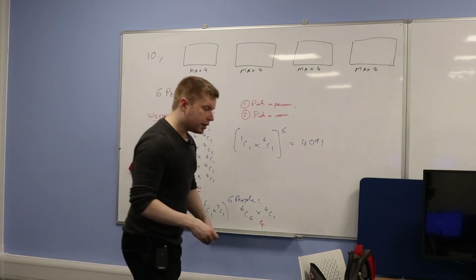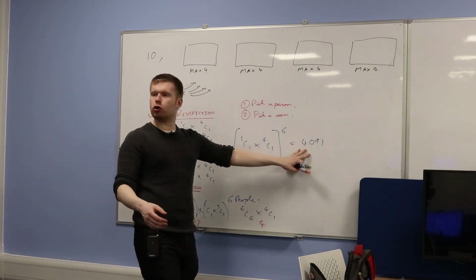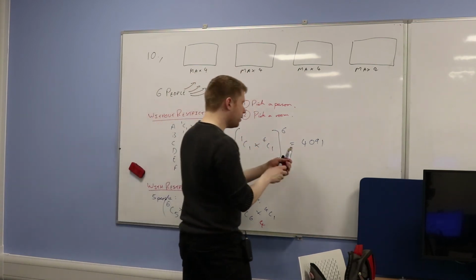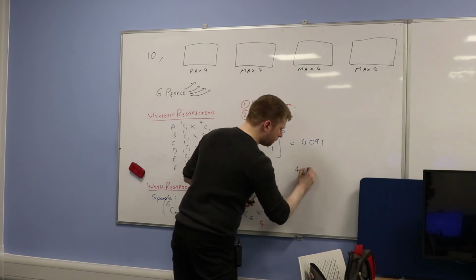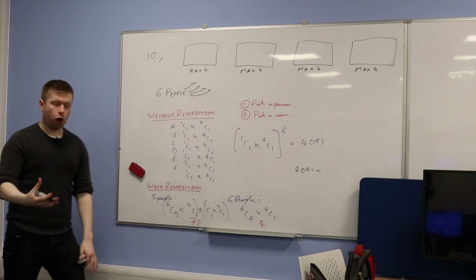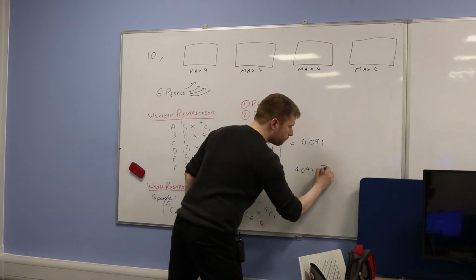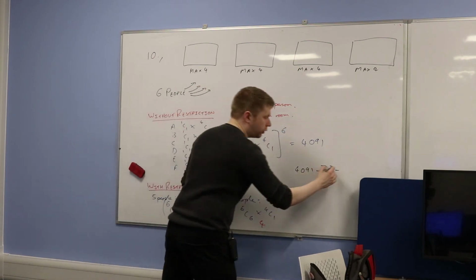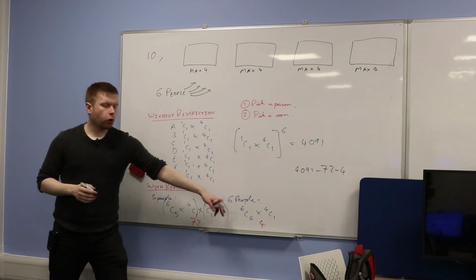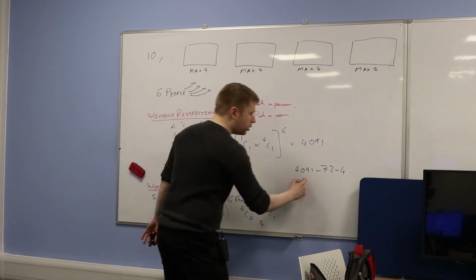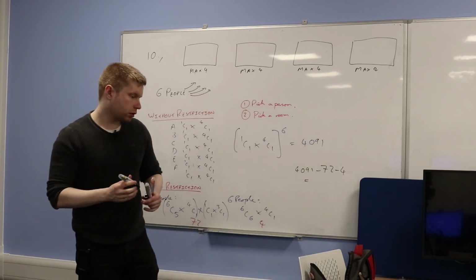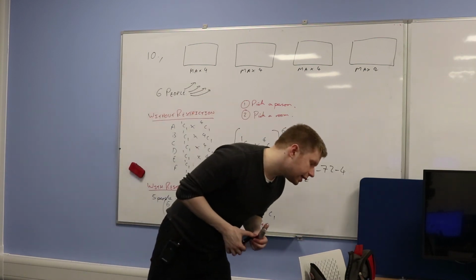Okay. So therefore, if you take this, the total number of ways you could have, which is 4,091, take off what you don't want, which is 5 people in a room, or 4 ways. Okay, so 5 people in a room or 6 people in a room. Okay, then you'll be left with what you want. 4,096. Is it 4,096? Yeah.